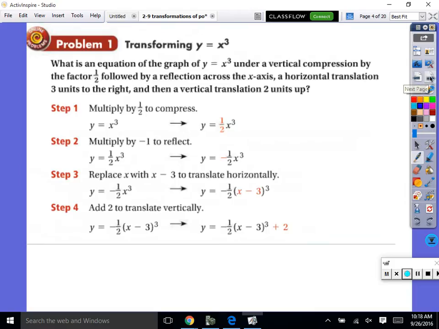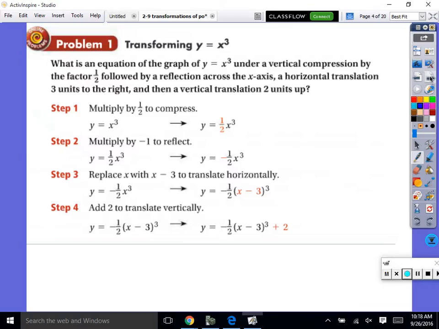It says, what is an equation of the graph for y equals x cubed under a vertical compression by a factor of a half followed by a reflection across the x-axis, then a horizontal translation 3 units to the right, and then a vertical translation of 2 units up. So they just went through and showed you the step-by-step process here. So we multiply it by 1/2 to make a compression, which makes sense, right, everybody? We're all good with that?